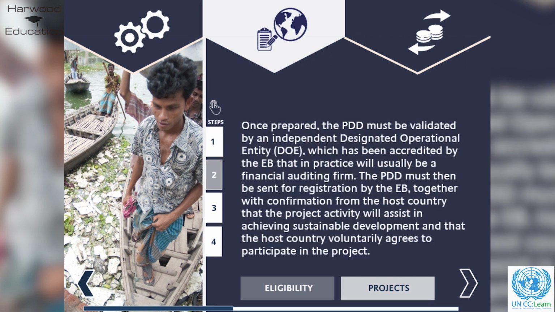Step 2. Once prepared, the PDD must be validated by an independent designated operational entity, DOE, which has been accredited by the EB that in practice will usually be a financial auditing firm. The PDD must then be sent for registration by the EB, together with confirmation from the host country that the project activity will assist in achieving sustainable development and that the host country voluntarily agrees to participate in the project. Step 3.